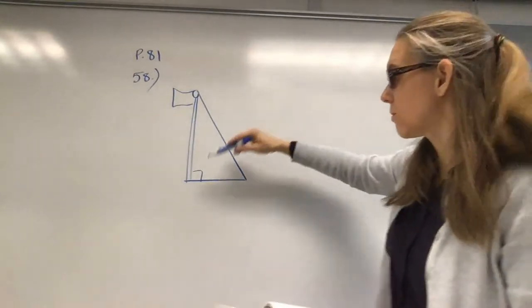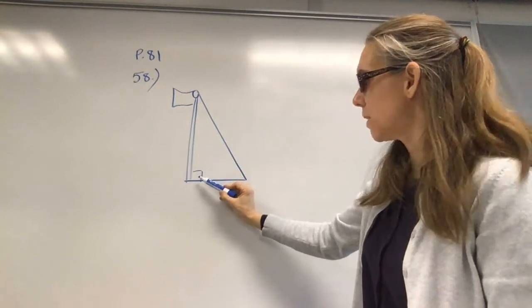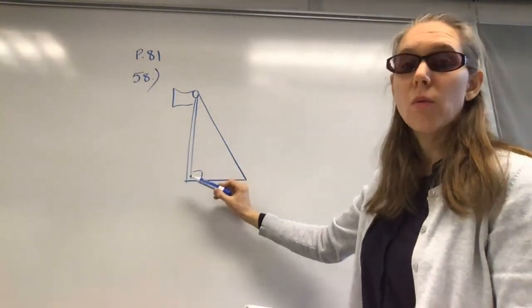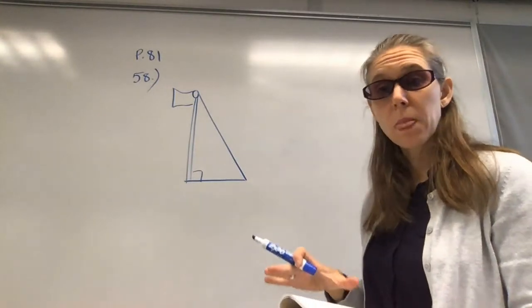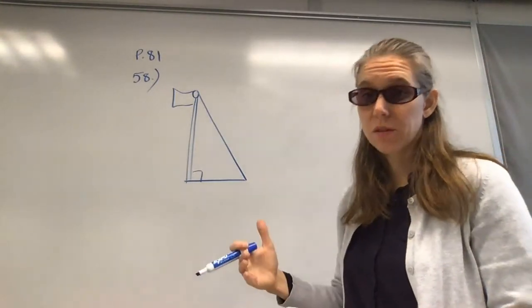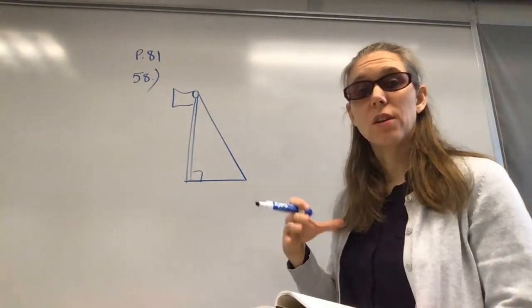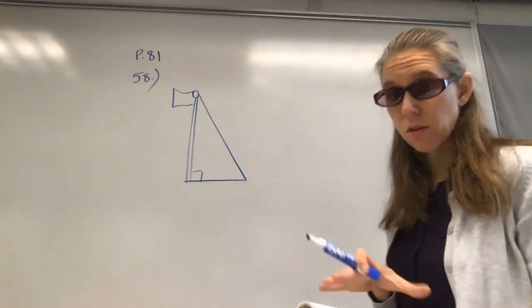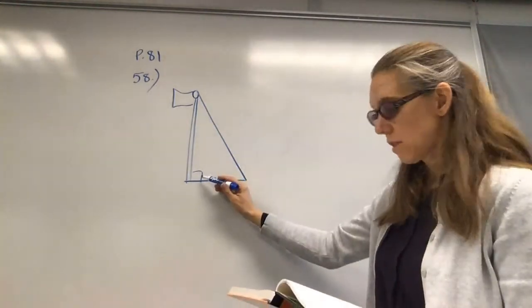So here is my flagpole. It's a reasonable assumption that the flagpole would be at a right angle with the ground. For all of these triangles, in Chapter 2, we need to have right triangles. Later, we'll learn how to solve problems when the triangles are not right triangles, but in Chapter 2, you will always end up with a right triangle, okay? So here is the right angle.